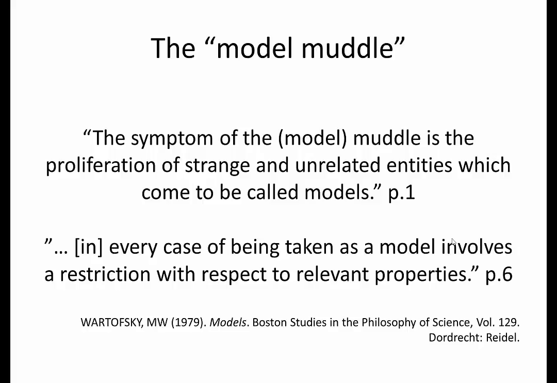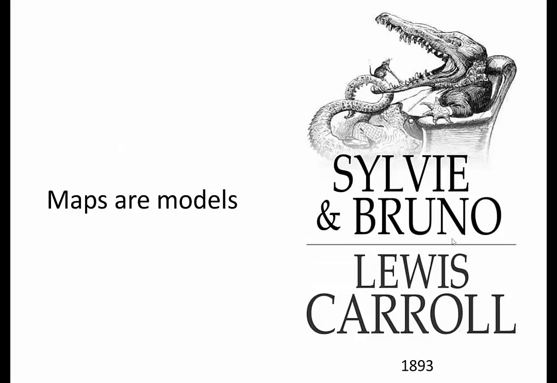And he says, in every case of being taken as a model involves a restriction with respect to relevant properties. So what he's saying is that there's a whole variety of things that we call models out there. What they all have in common is that they're limited versions of reality. They're abstractions, they're reduced versions of reality. And essentially that's what we use the word model to represent. An example of a model is a map. A map is a model.